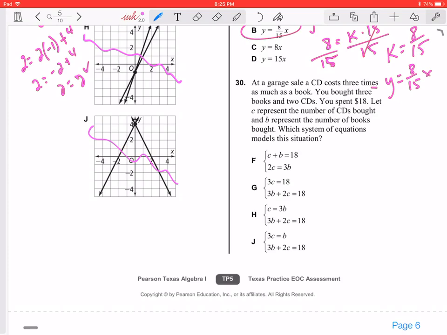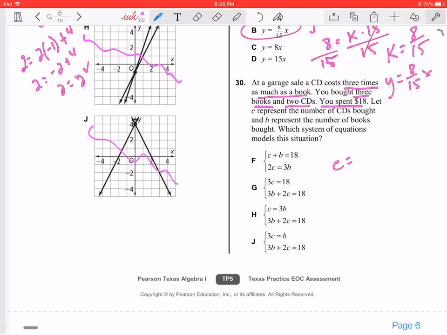So at a garage sale, a CD costs 3 times as much as a book. It says you bought 3 books and 2 CDs, and you spent $18. Let C represent the number of CDs you bought, and B represent the number of books.